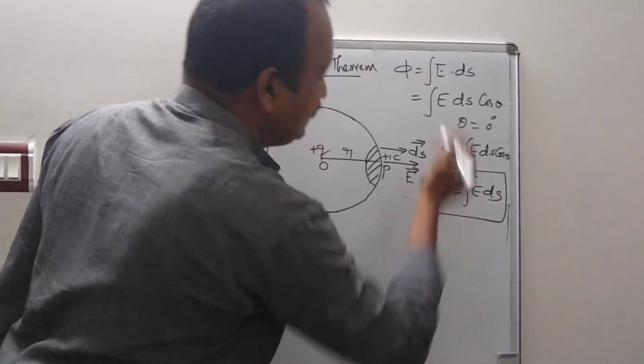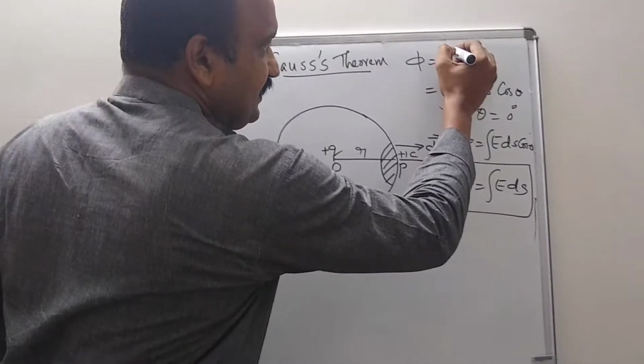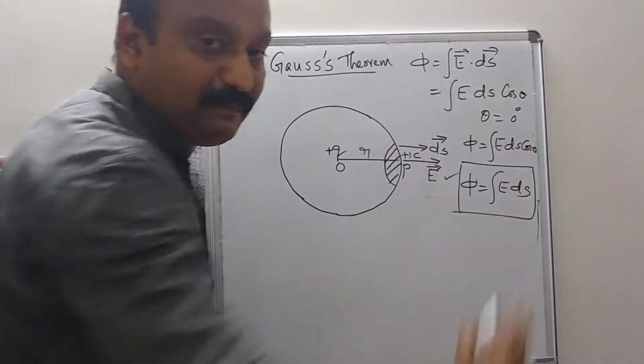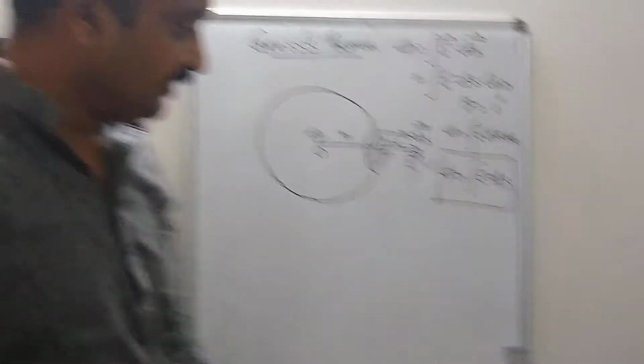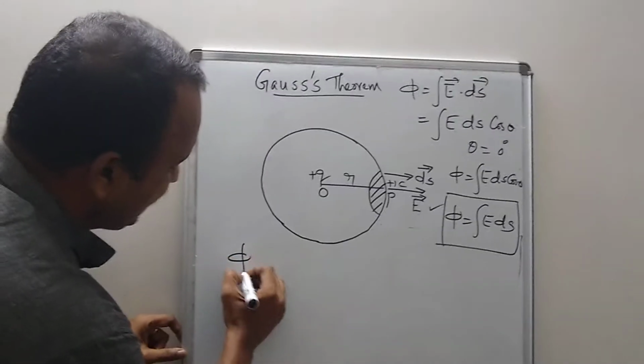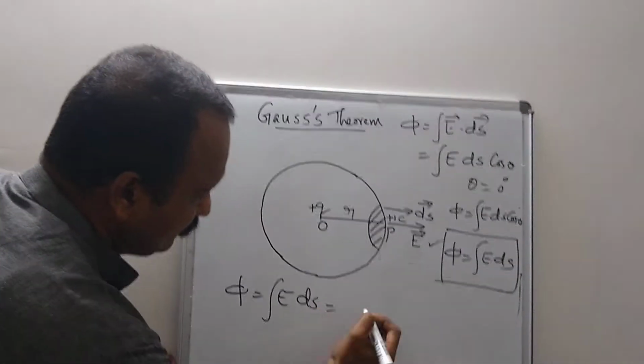Cos 0 is 1. Therefore phi is equal to integral E ds. This is the first step. So we got the E dot ds value. E is a vector and ds is a vector. That's why we replace that with cos theta. So we got the dot product because the angle is 0 degree. Now what is phi? Phi is equal to integral E ds. Clear?